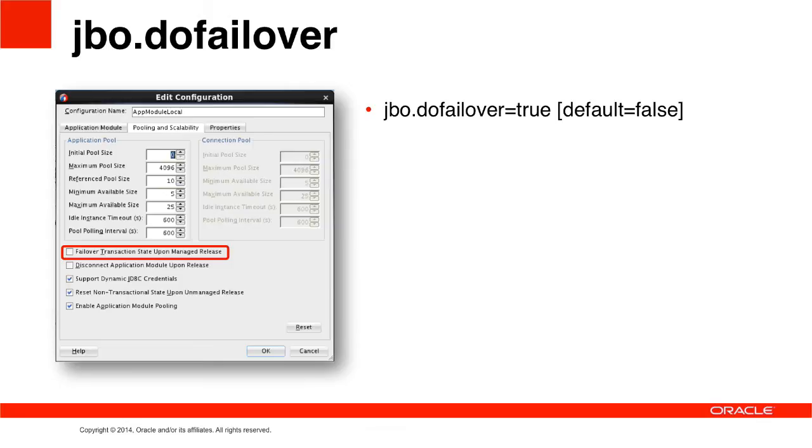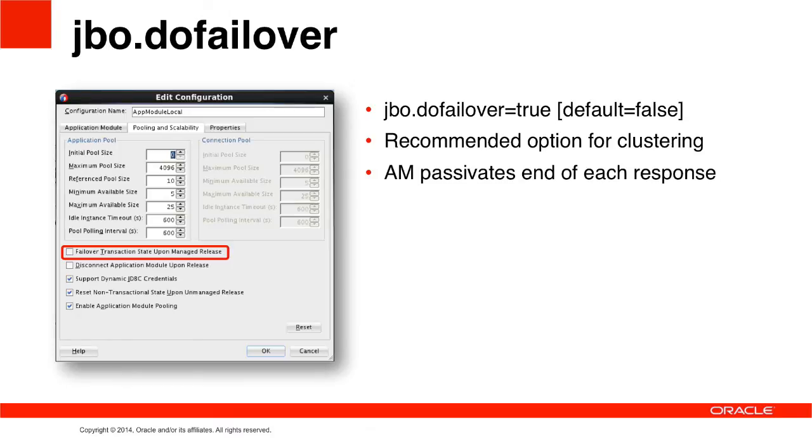When JBO.do_failover equals true, the system will now eagerly passivate the application module state to the persistent store at the end of each request response cycle, though the referenced application module and its state will remain in the pool.